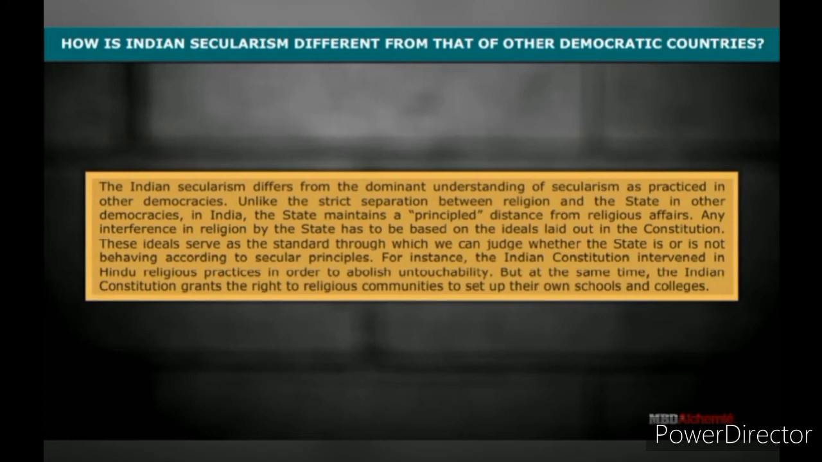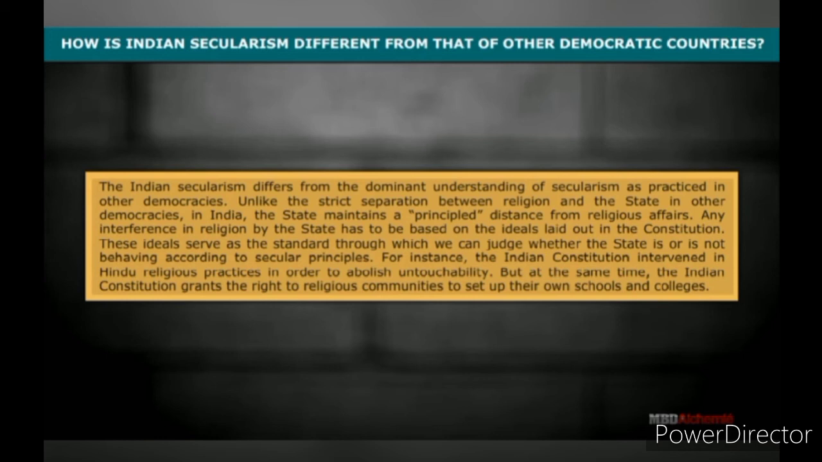Indian secularism differs from the dominant understanding of secularism as practiced in other democracies. Unlike the strict separation between religion and the state in other democracies, in India, the state maintains a principled distance from religious affairs. Any interference in religion by the state has to be based on the ideals laid out in the Constitution. These ideals serve as the standard through which we can judge whether the state is or is not behaving according to secular principles.